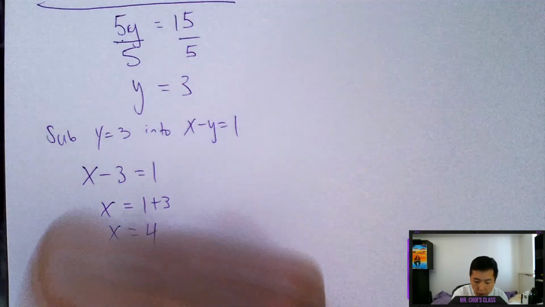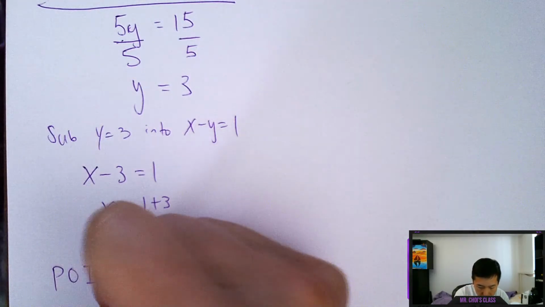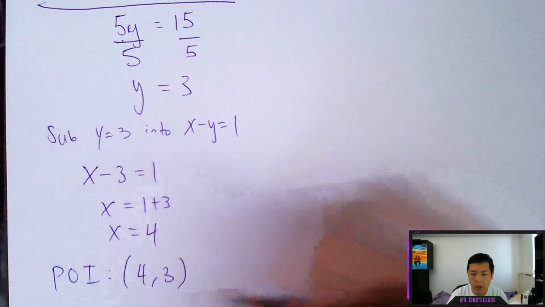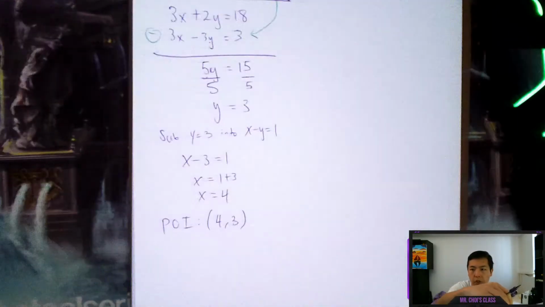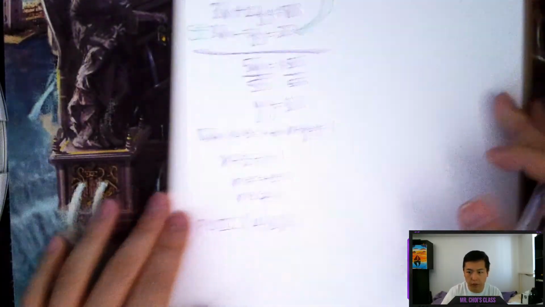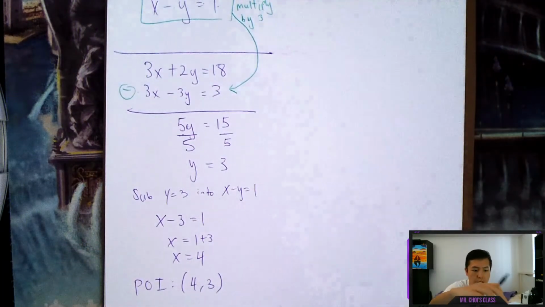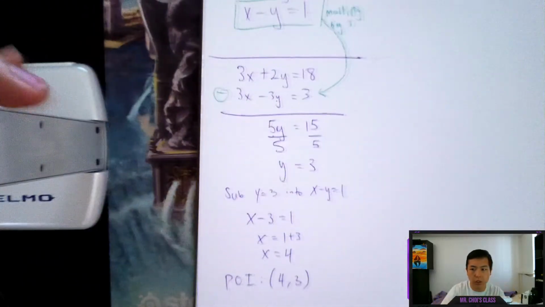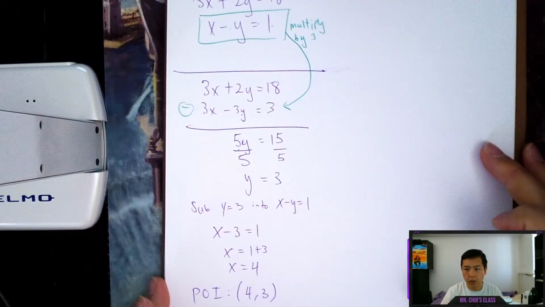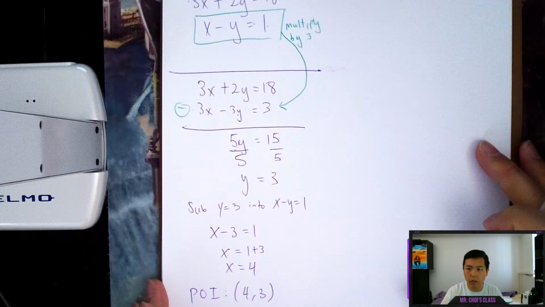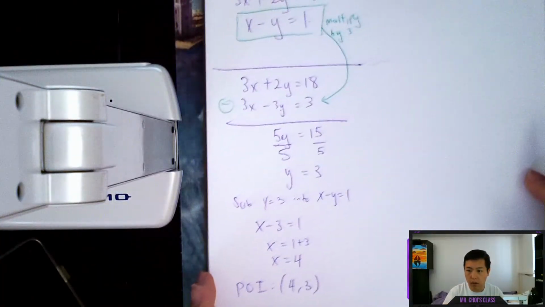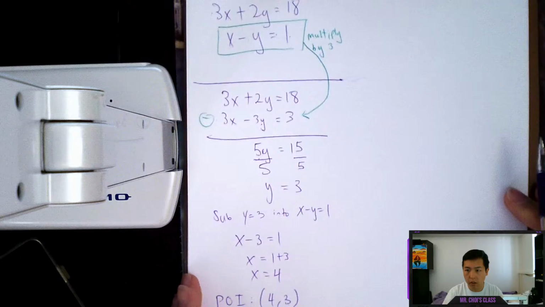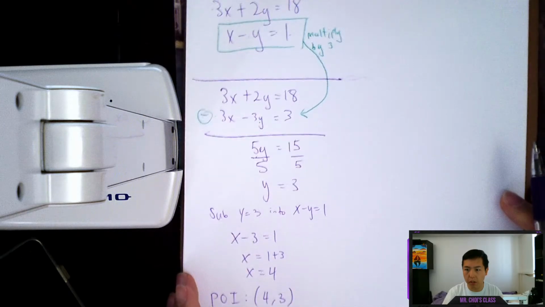And so we can just say point of intersection is 4, 3. And there's our full solution there. I gotta try to fit everything onto the page. It's a little hard. You guys get the point there. Okay. There we go. That's as best as it's gonna go.